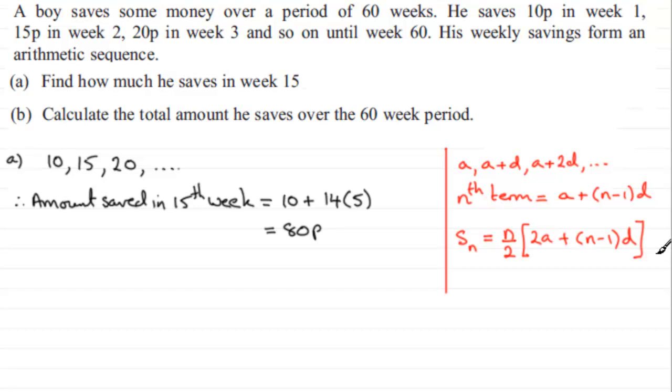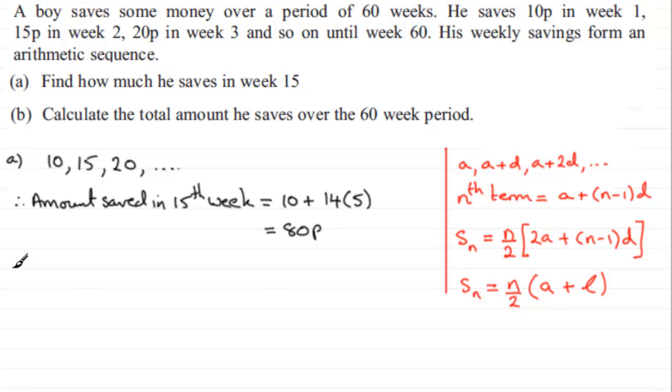Some of you might know the formula Sn equals n over 2, multiplied by the first term plus the last term, but I'm not going to use this formula here because at the moment I don't know what the last term is. I could work it out using the earlier formula, but I think you'll find this version is going to be quicker for this example.